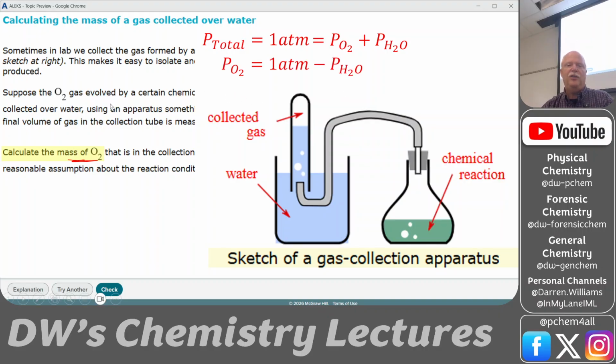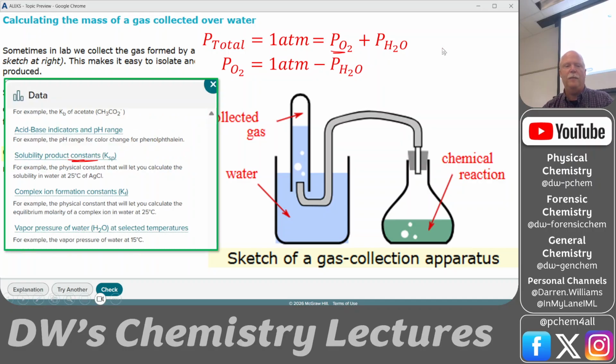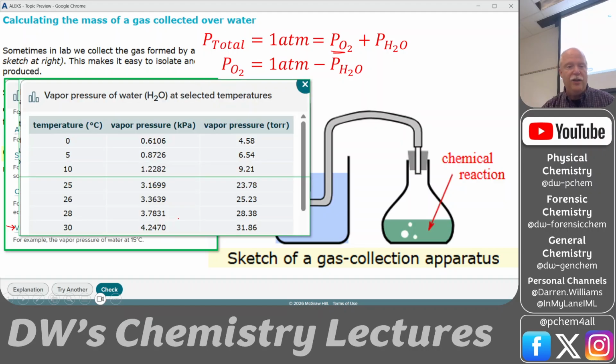And so this pressure of O2 here, we solve for this one, we have to subtract the pressure of water from 1 atmosphere. So it's going to be a little bit less than 1 atmosphere because of the vapor pressure of water. And so here's where we go to Alex, and we scroll down in the little data tab and we find this one right here, vapor pressure of water at selected temperatures. So if you click that, you get this table. And if you scroll down the table, you see our reaction temperature is 30 C, and so our vapor pressure of water is 31.86 torr.